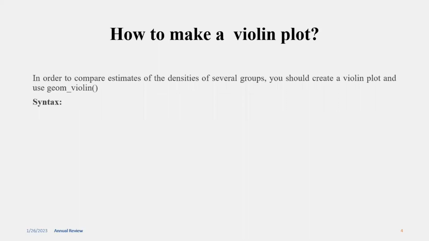So, how to make a violin plot? In order to compare estimates of the densities of several groups, you should create a violin plot and use geom_violin. The syntax for it is as below. First of all, use the ggplot function, pass the data frame and the variables in the aesthetic function, and then use geom_violin as your geom function. Now let's move to RStudio to see how it works.